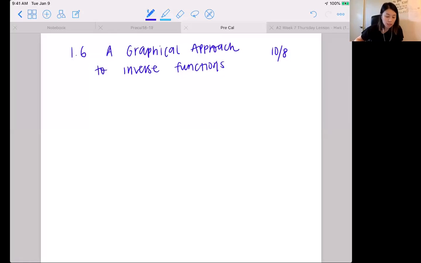So there are some of the things that you have to know, but what I'm going to do now will not be on your test, but it's something that you have to know for algebra or even for math. And this is called a one-to-one function.